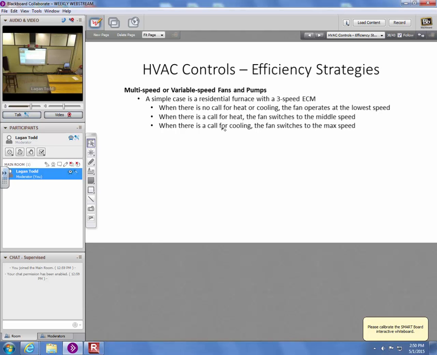So in that scenario with a residential system, say it's a heating and cooling furnace where you have AC in it. When there's no call for heating or cooling, it stays at its lowest speed. When you get a call for heat, it bumps up to the middle speed. When you get a call for cooling, it bumps up to max speed.